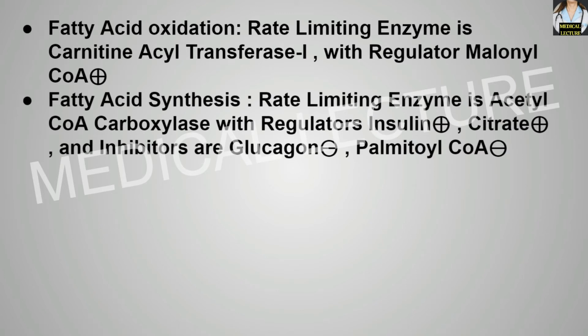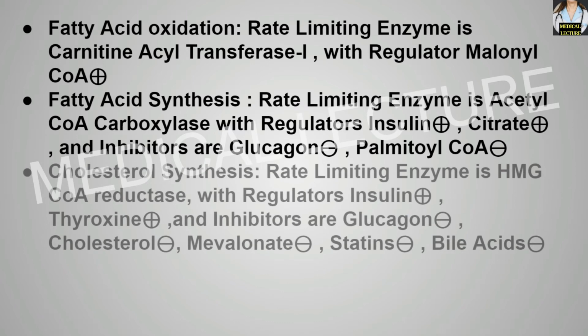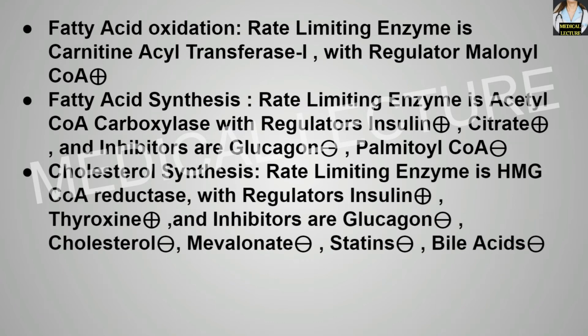In the fatty acid synthesis pathway, the rate-limiting enzyme is the acetyl-CoA carboxylase with the enhancers or regulators as the insulin and the citrate, and inhibitors are the glucagon and the palmitoyl-CoA. In the cholesterol synthesis process, the rate-limiting enzyme is the HMG-CoA reductase with the enhancer or regulator as the insulin, thyroxine, and the inhibitors are the glucagon, cholesterol, mevalonate, statins, and the bile acids.